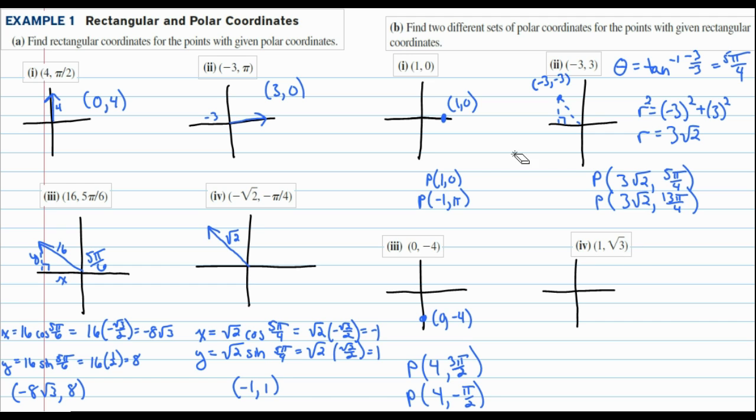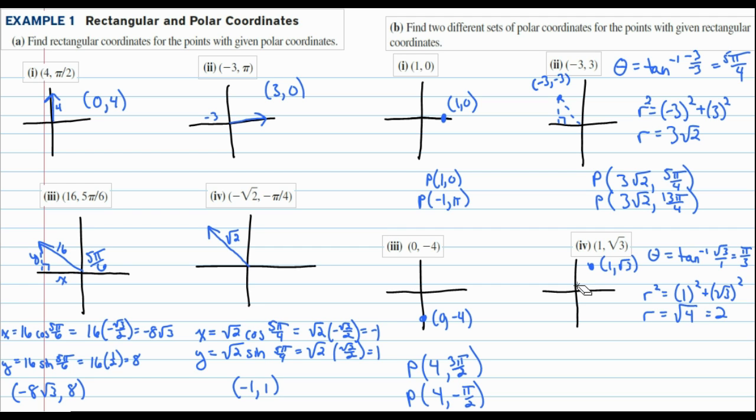Part 4, 1, square root 3. Well, 1, square root 3 is going to be in quadrant 1. Again, I'll set up a reference triangle, which I didn't draw, but theta is going to be the inverse tangent, so opposite over adjacent, square root 3 over 1. The inverse tangent of square root 3 is pi over 3. Now the distance away is also found by the Pythagorean theorem, so r squared equals 1 squared plus square root 3 squared, which is 4, so r is 2.